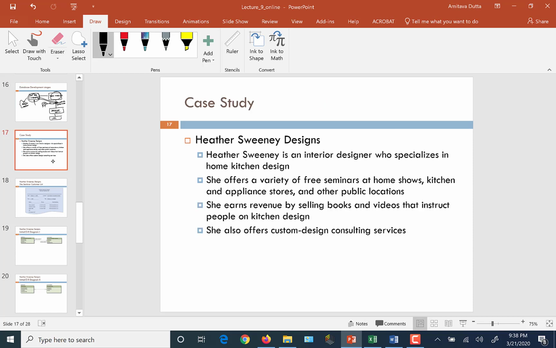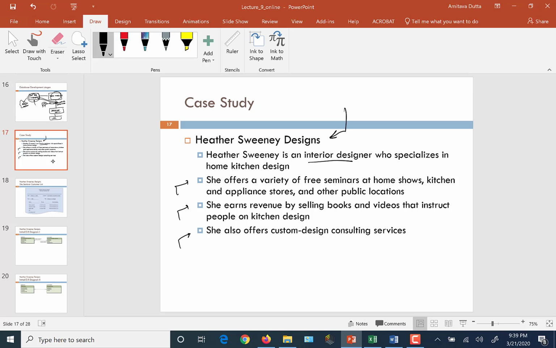So the application that we're looking at here, again, it's a hypothetical example. This is an interior designer by the name of Heather Sweeney. And here you have a few bullets. Now in practice, this description again might be 100 pages long, 50 pages long, but we have sanitized it here. We've simplified it here for the sake of our discussion. So Heather Sweeney is an interior designer, and you are going to design a database for her to support her business activities.